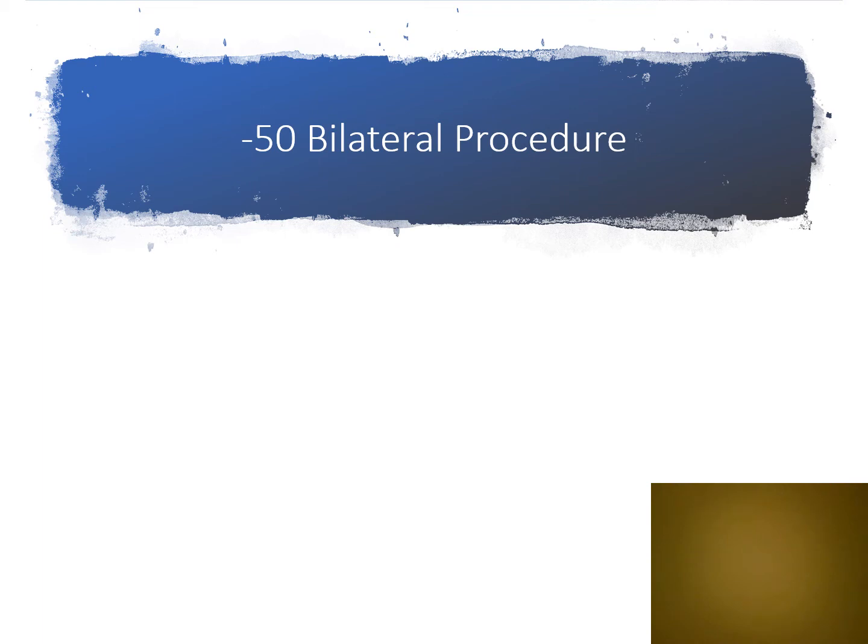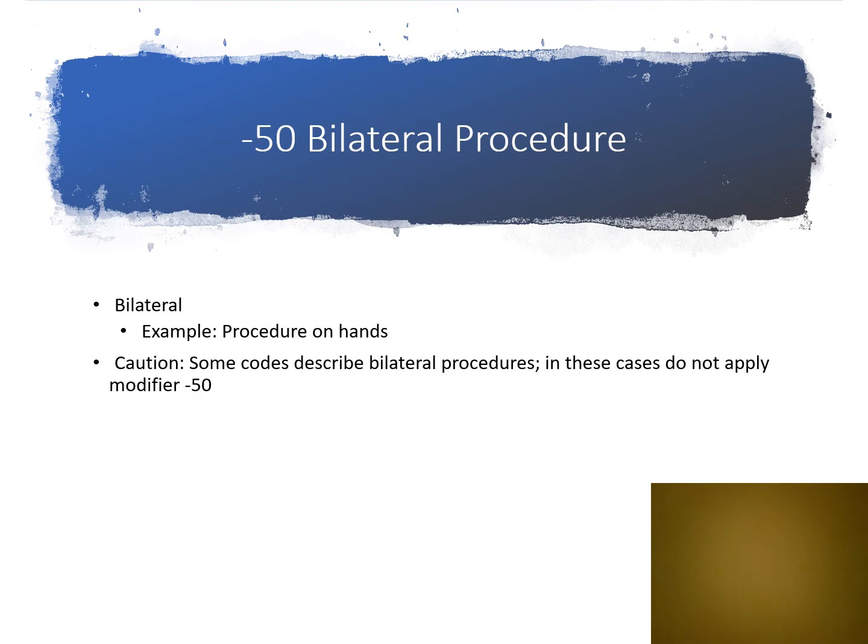Bilateral procedure, 50. Example, a procedure on the hands, on both hands. You need to stop for a second whenever you're looking at codes, because some codes may describe the bilateral procedures. In these cases, do not apply the modifier 50.